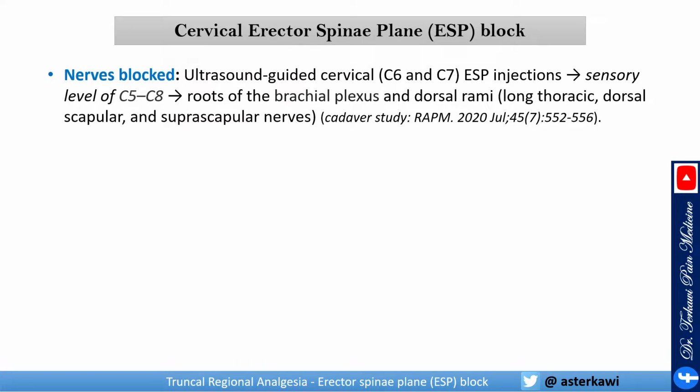So what nerves are we blocking here? An ultrasound-guided cervical block at C6 and C7 should cover a sensory level from C5 to C8, the roots of the brachial plexus and the dorsal rami, as well as the long thoracic, dorsoscapular, and suprascapular nerves.